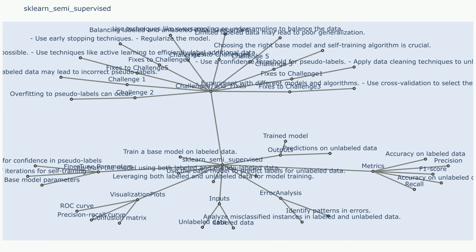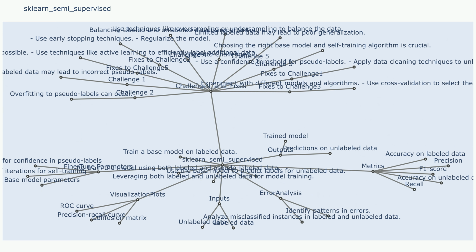Challenges and fixes. Challenge 1. Explain in detail data imbalance. If the unlabeled data contains a significantly different distribution of classes compared to the labeled data, it can lead to biased model learning.